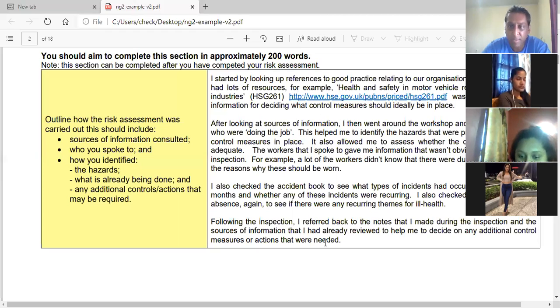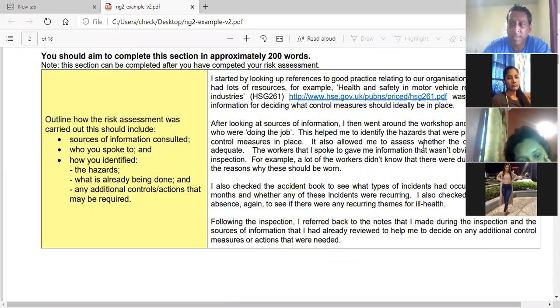So if I can pick that up somewhere: following the inspection, I referred back to the notes I made during the inspection and the sources of information that I had already reviewed, which is up here, to help me decide on any additional control measures or actions that were needed. And I could probably add a line there to say where gaps exist in the current controls. But they did something somewhere here, right? If you read it through, you'd see they mentioned something about adequate and so on. So that has to be mentioned in the methodology.